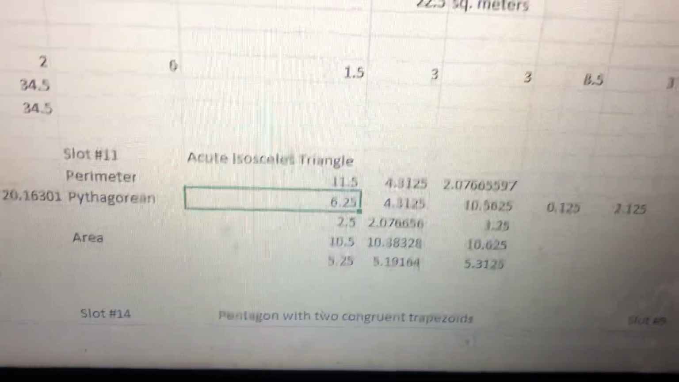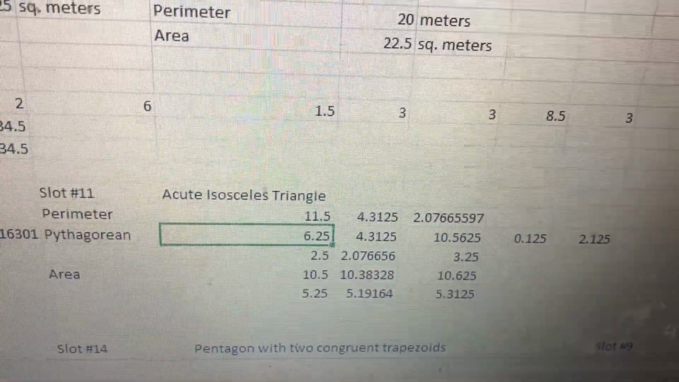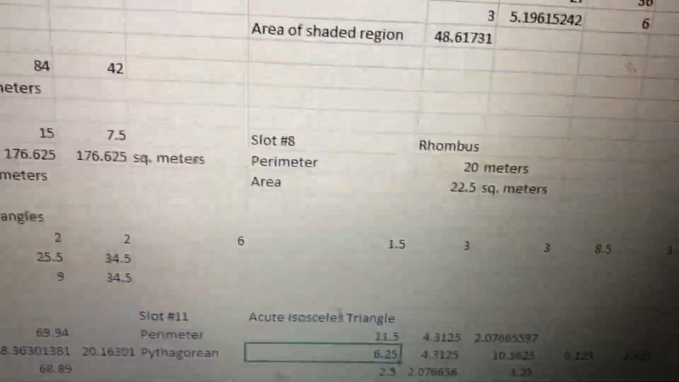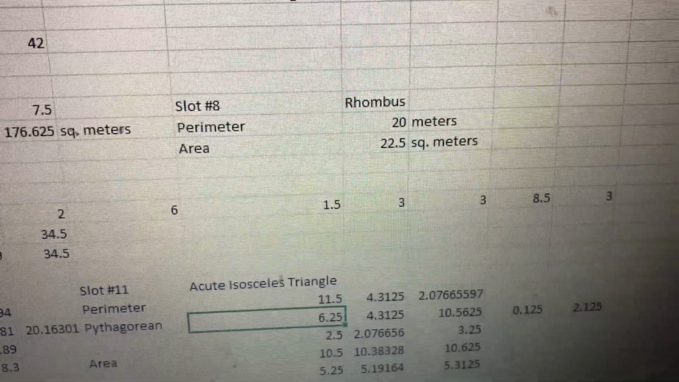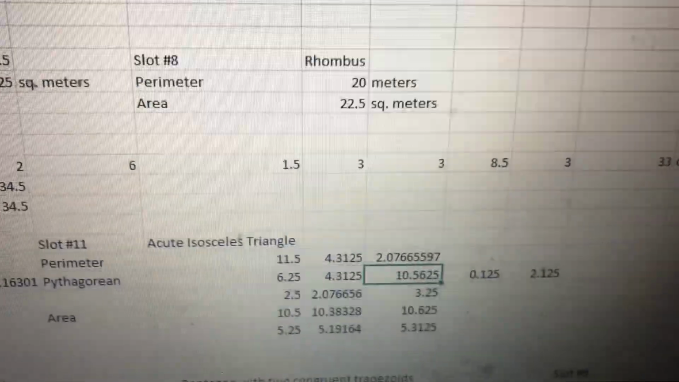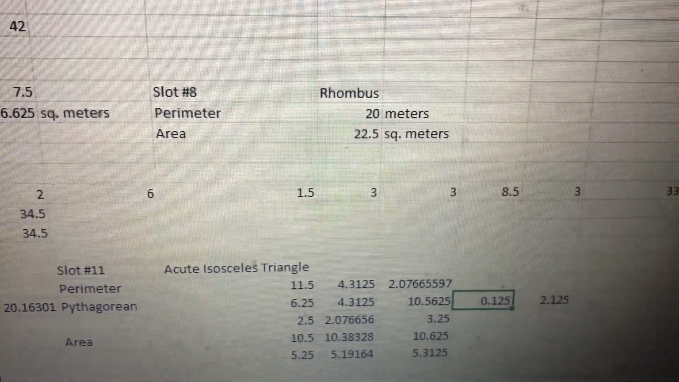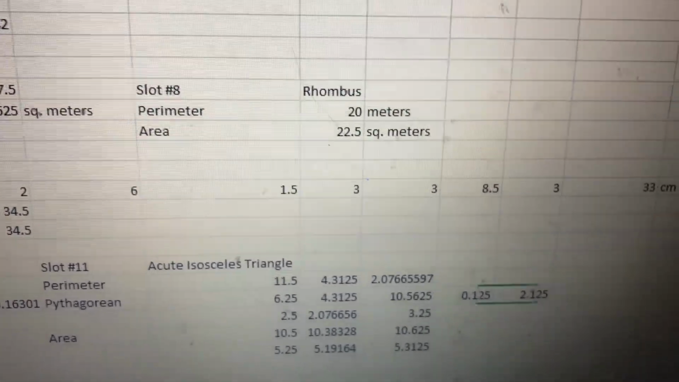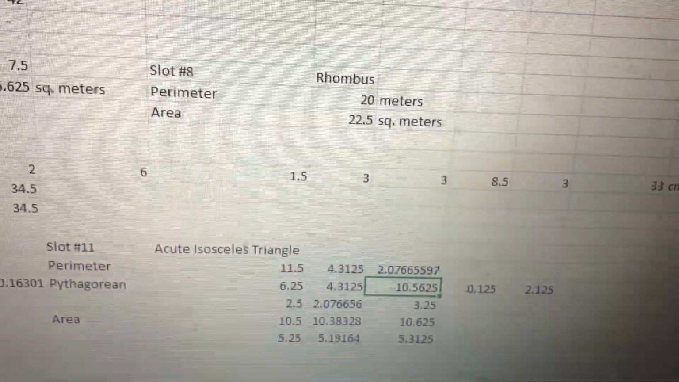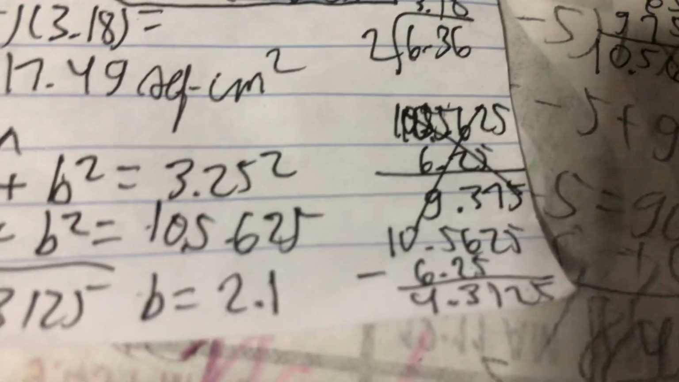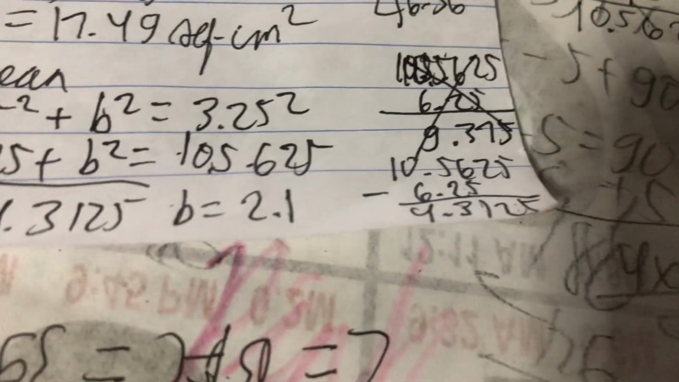So this is our Pythagorean theorem formula. This is our 2.5 squared, which gives you 6.25. But we do not know what the height is. So therefore, what we did, we made it like this. So this is 3.25 squared. Right? And then we subtract the two terms. That's why it's like this. 10.5625 and then minus this 6.25. That's the formula. And then we should get 4.3125.